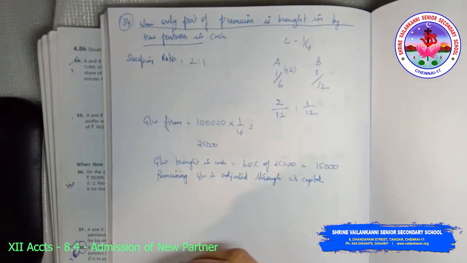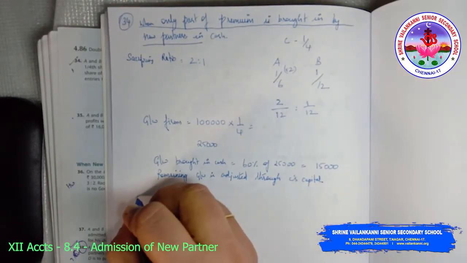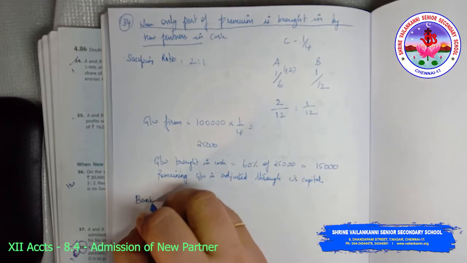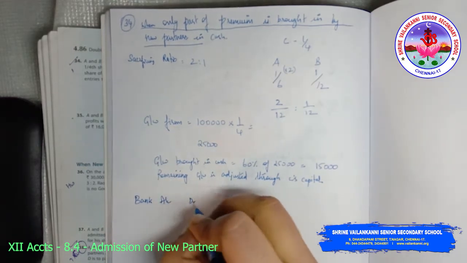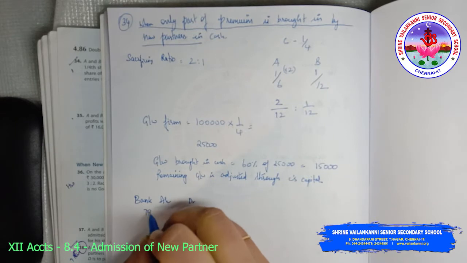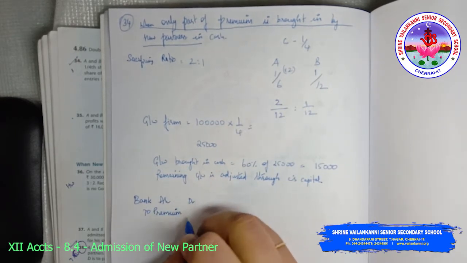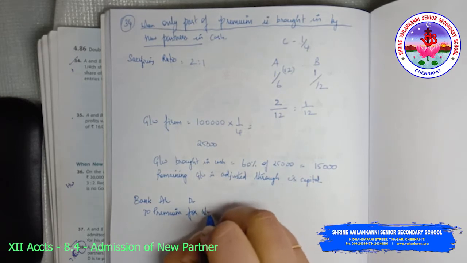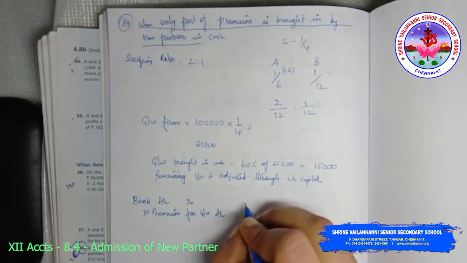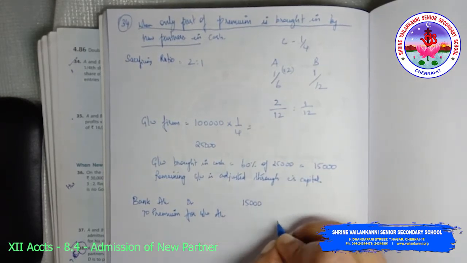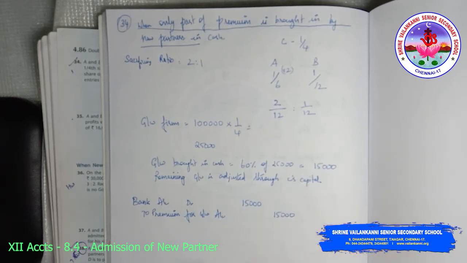So the journal entry here would be: bank account debit to premium for goodwill account, 15,000, being premium brought in cash.